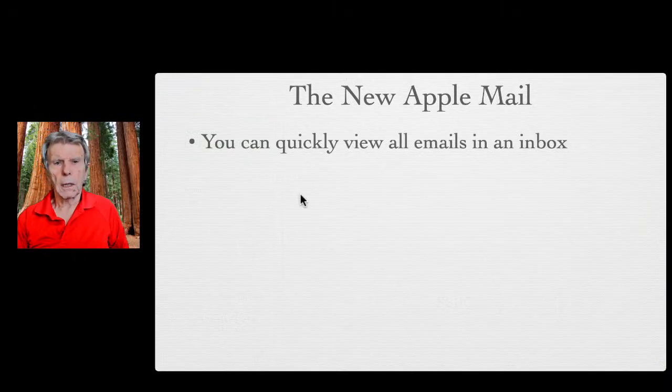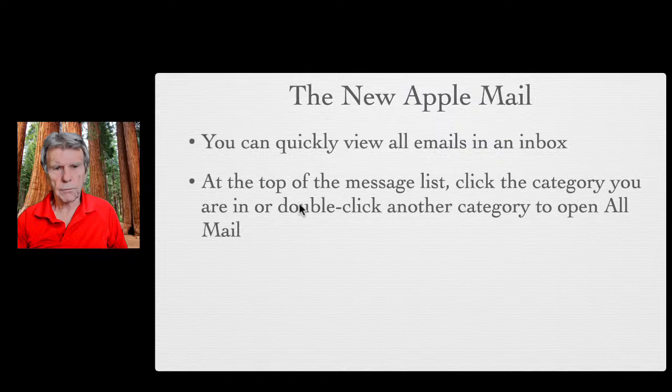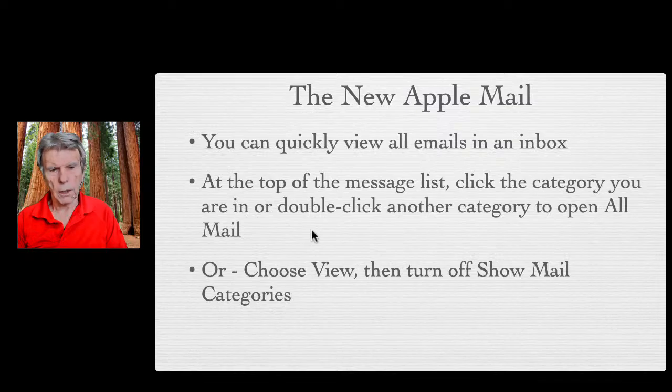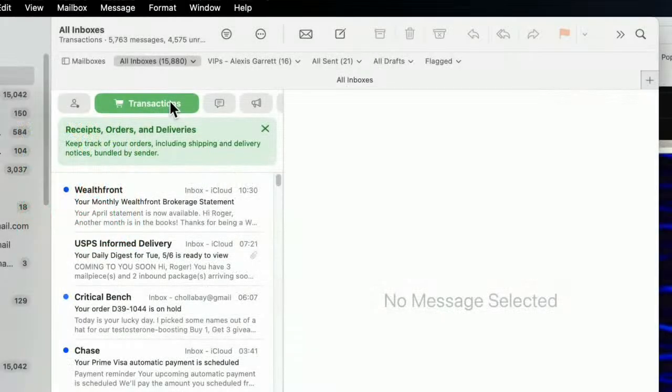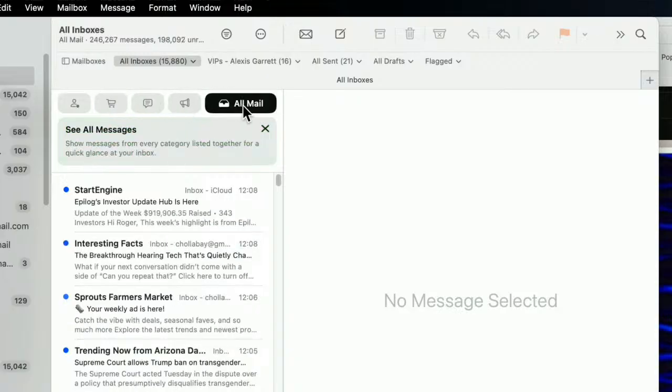So you can quickly view your emails in your inbox. At the top of the message list, you can click the category you are in, or double click on another category to open all mail. Another way to do it is you can choose view and then turn off show mail categories. So let's see how that works. If I double click on transactions here, you see it found all mail, which was hiding over here. So now it's in all mail, just like you're used to.